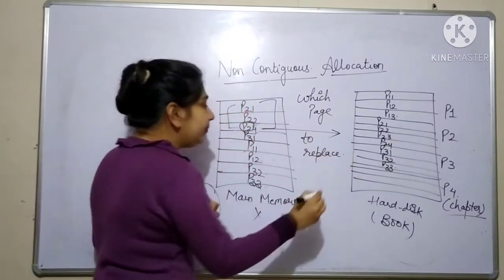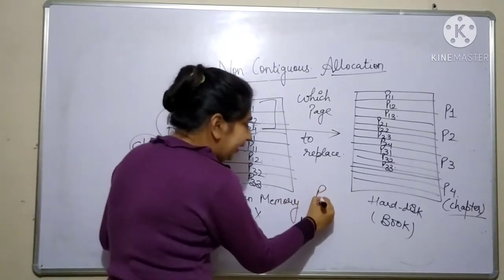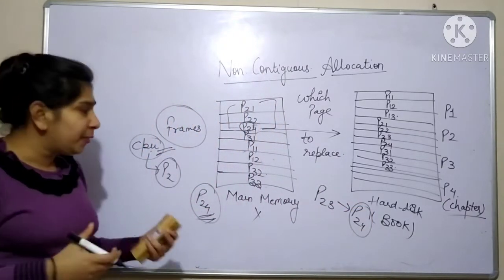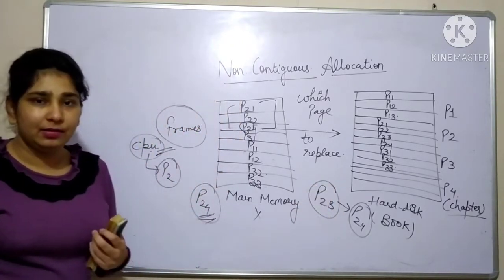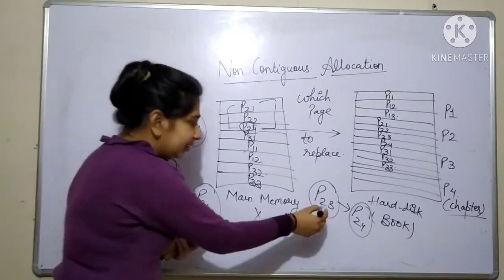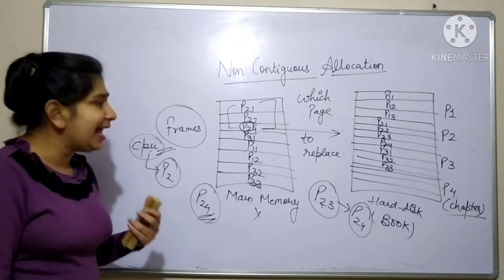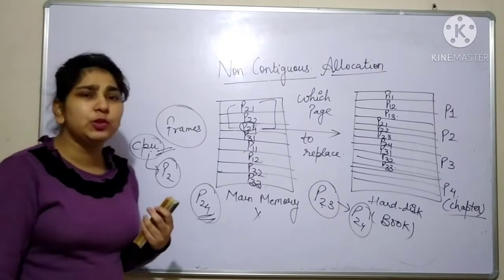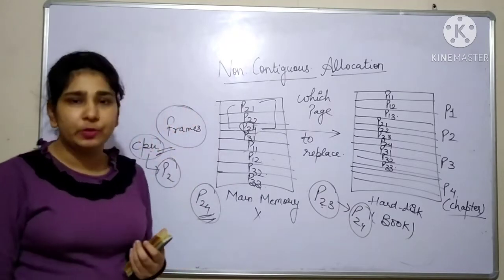Okay, it is a very important decision. Let's suppose now you replaced page P23 with page P24. And again after some time your CPU requires page P23 again. Then what do you have to do? You have to again push this page into the main memory. So again our time is going to be wasted to move the page from hard disk to main memory.